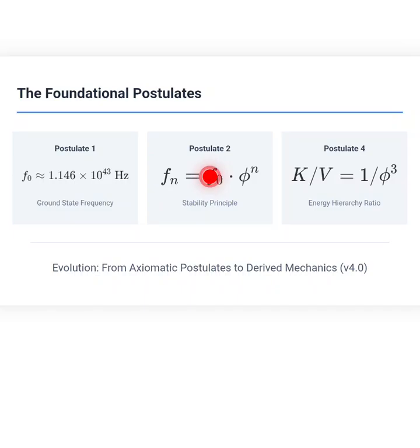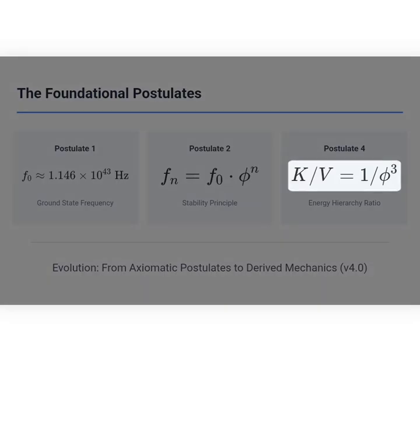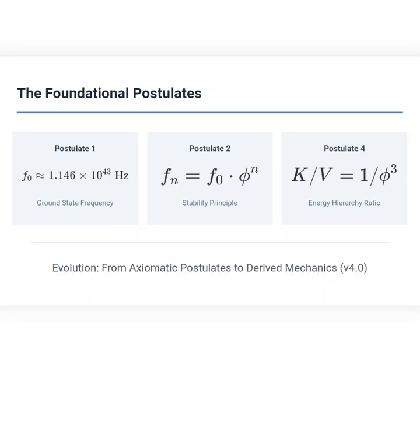Next, postulate 2 gives us the phi harmonic stability principle. This formula tells us that stable higher-order frequencies must follow a geometric progression based on the golden ratio phi. Essentially, nature prefers these harmonic intervals to maintain structural integrity. In postulate 4, we define the energy hierarchy. The specific ratio of kinetic to potential energy is defined as 1 to phi^3. This isn't just a random number, it's the exact ratio needed to balance the energy density within the substrate's geometry.